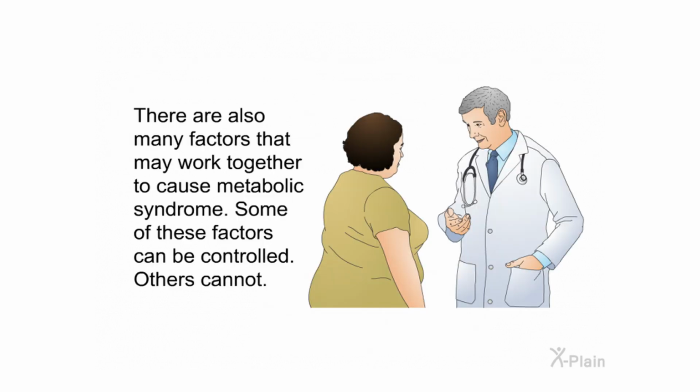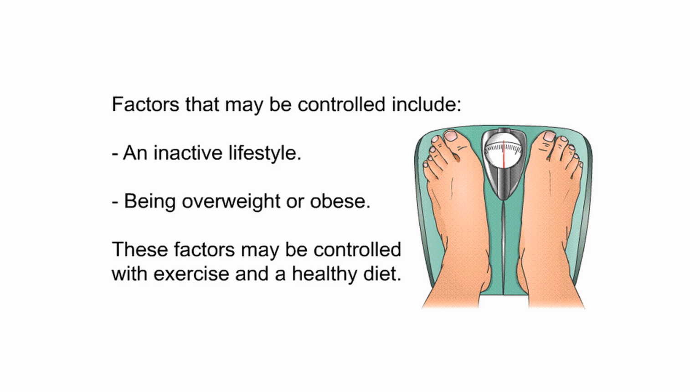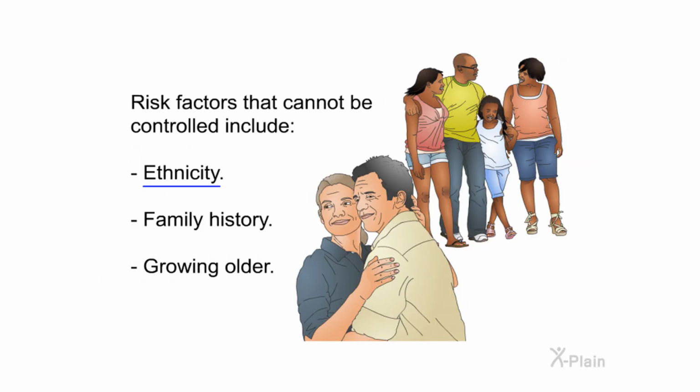There are also many factors that may work together to cause metabolic syndrome. Some of these factors can be controlled, others cannot. Factors that may be controlled include an inactive lifestyle, being overweight or obese. These factors may be controlled with exercise and a healthy diet. Risk factors that cannot be controlled include ethnicity, family history, growing older.